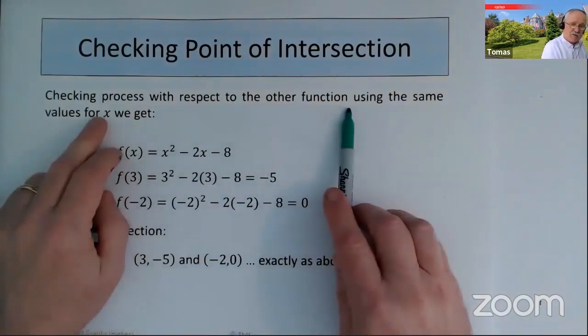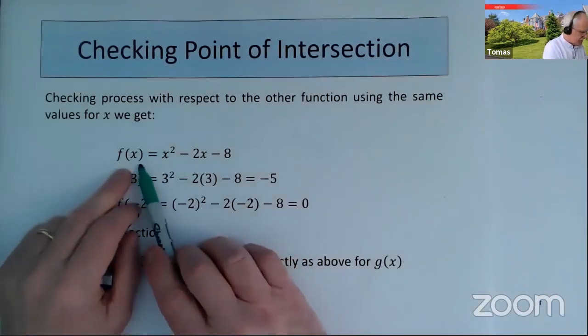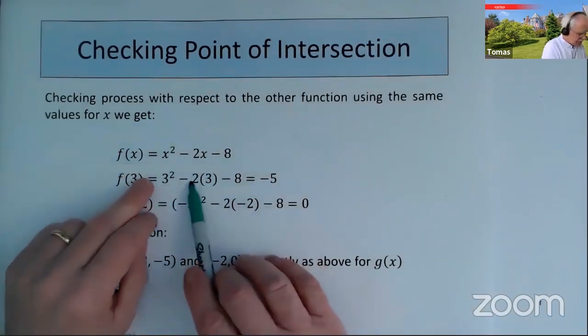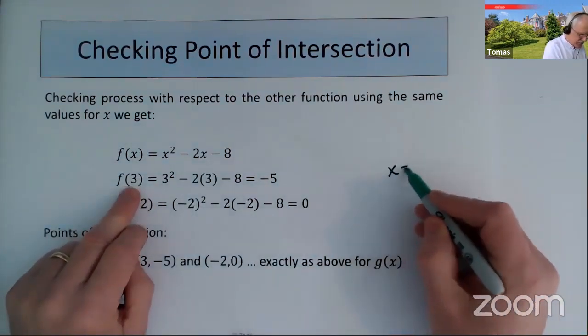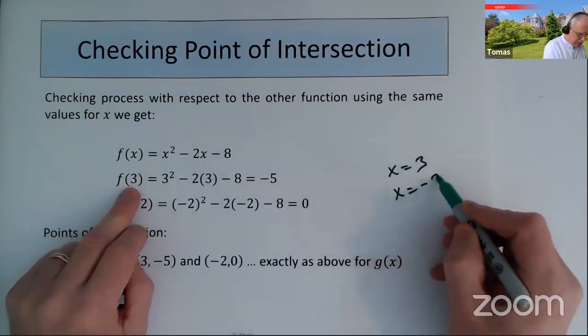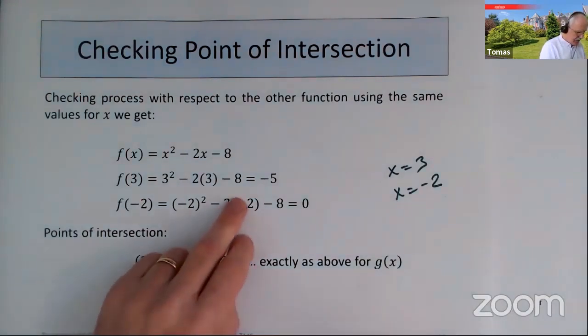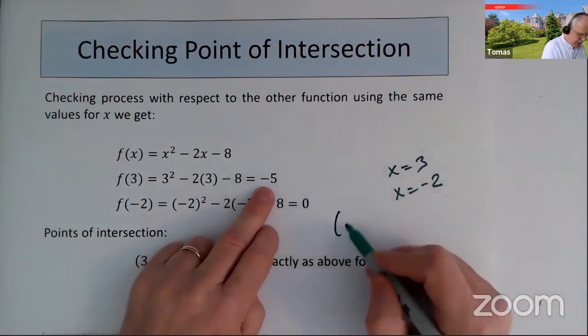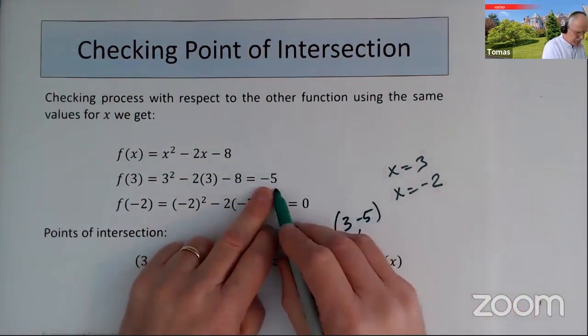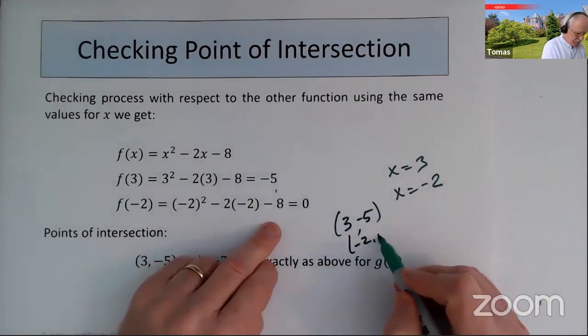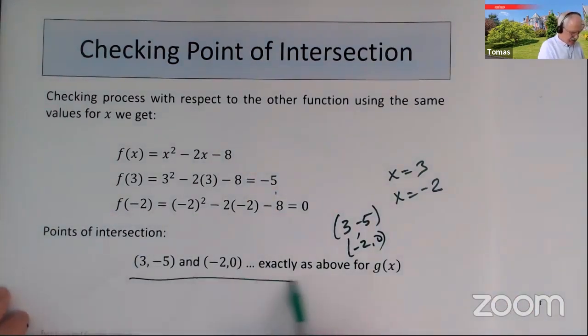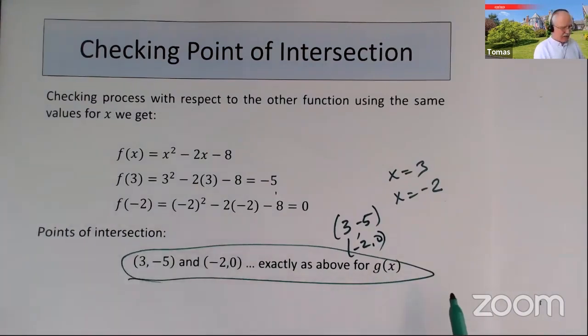We can check that by putting them into the f function. Let's plug in the same numbers, when x was 3 and x was minus 2. And again, we get 3, minus 5, and minus 2, nothing. So exactly the same points. So we've done the calculations right.